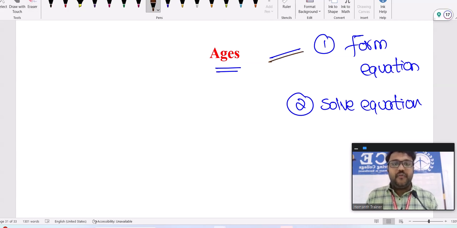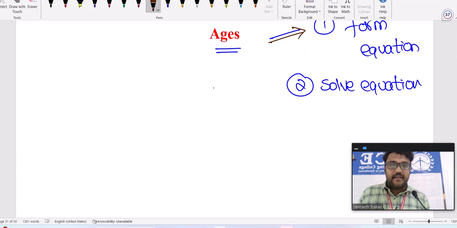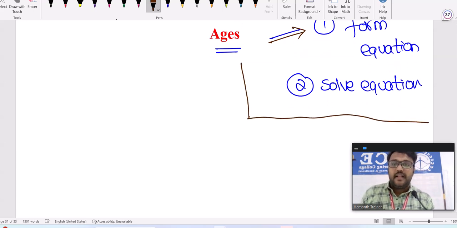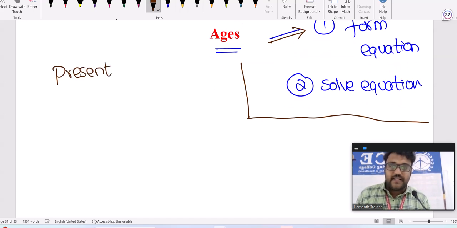Right, if you want to form the equation, you should understand the terms in the question properly. So let us consider a few inputs related to the terms in ages. Let us say your present age is x years.